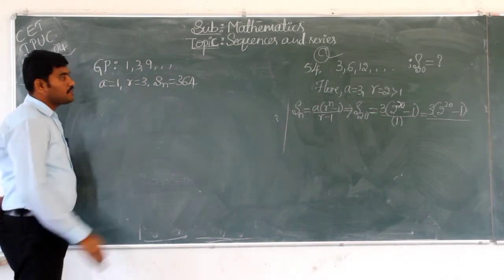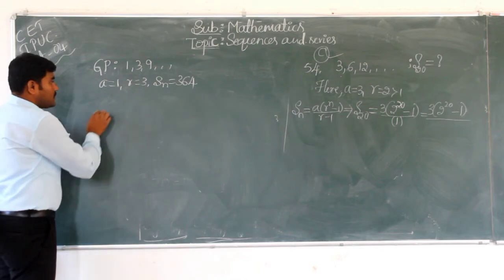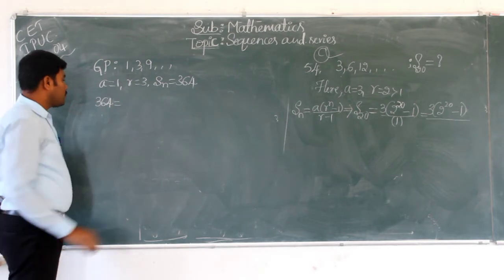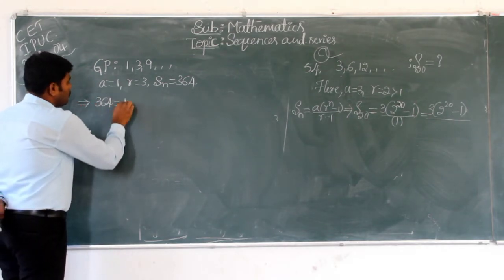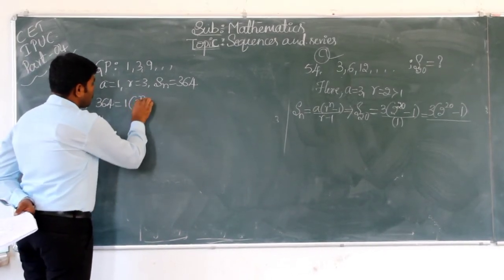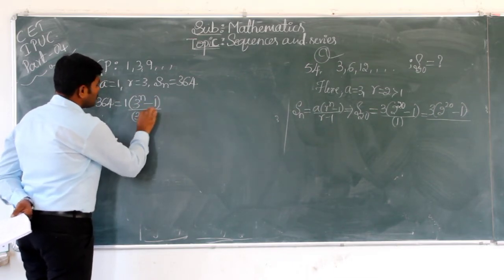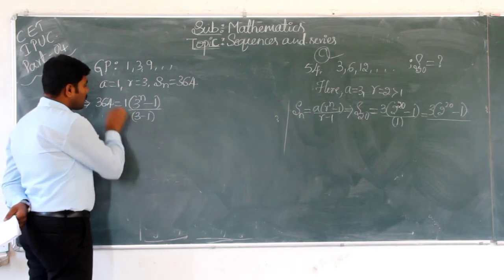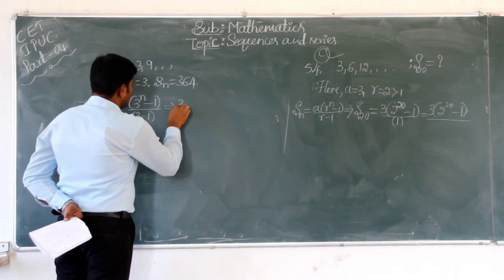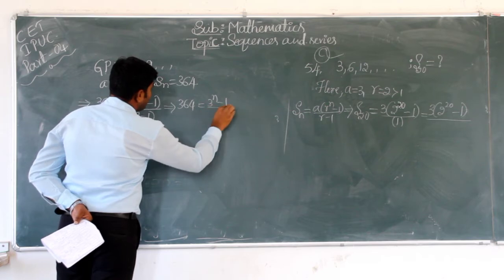R is greater than 1, and again we have to use the same sum formula, right? Substitute here. Sn is 364. Sn is equal to A of R to the power of n minus 1 upon R minus 1. A means 1, R to the power of n means 3 to the power of n minus 1 upon 3 minus 1. 3 minus 1 becomes 2. Cross multiply these two terms.